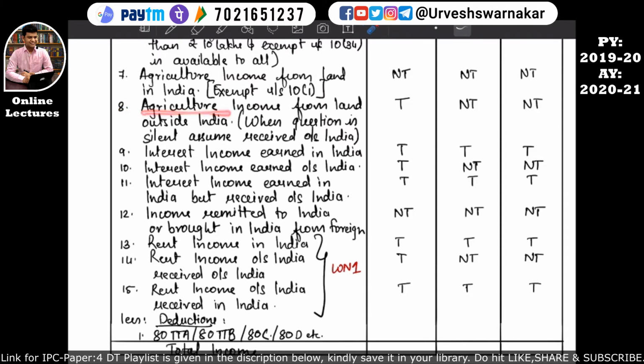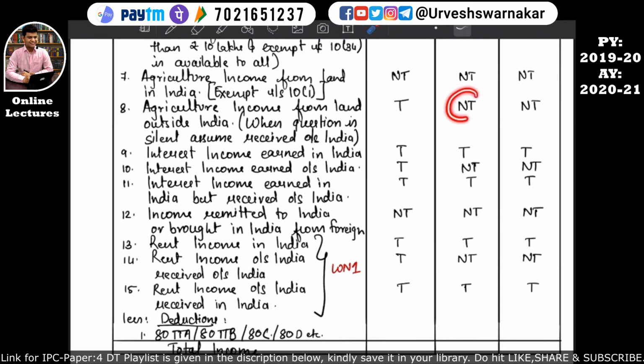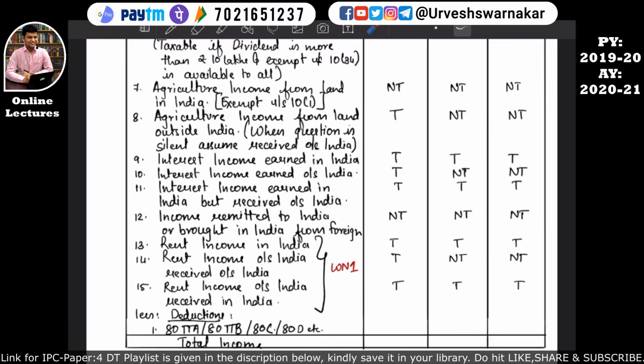If an agriculture income is received from a land outside India, then it will be taxable to a resident ordinary resident, but it will not be taxable to a non-resident as well as to a resident non-ordinary resident. I hope this is quite clear to you all. So why I have written here non-taxable in place of resident non-ordinary resident and in place of non-resident, understand it over here. Agriculture income from a land outside India, and if the question is silent where such income has been received, we have to assume that such income has been received outside India. I hope this is quite clear.